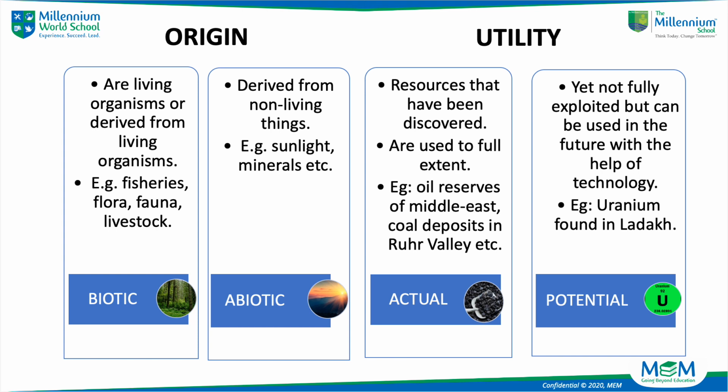Now, on the basis of utility, again it is divided into two, that is actual resource and potential resource. Actual resources have already been discovered and are used to the full extent. Surveys have been done and they have been found out, like oil reserves of the Middle East, coal deposits in the Ruhr Valley. But potential resources have not been fully exploited but can be used in the future with the help of technology, meaning surveys have to be conducted. For example, uranium found in Ladakh.